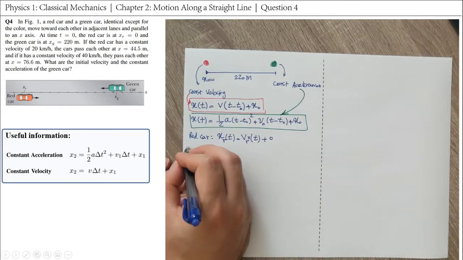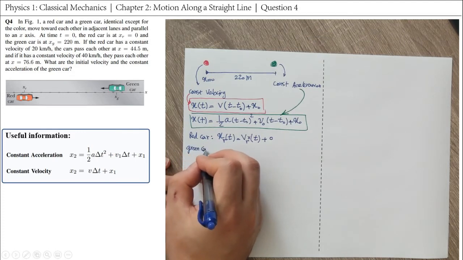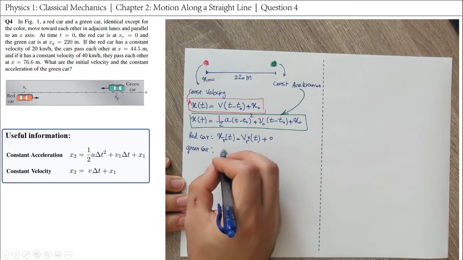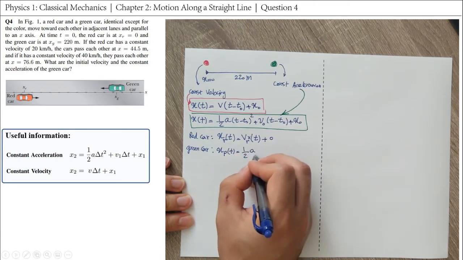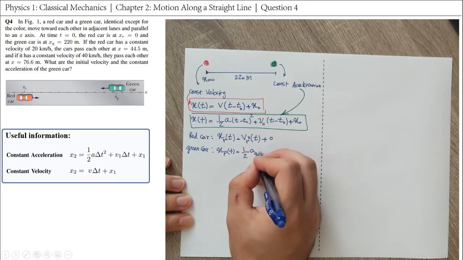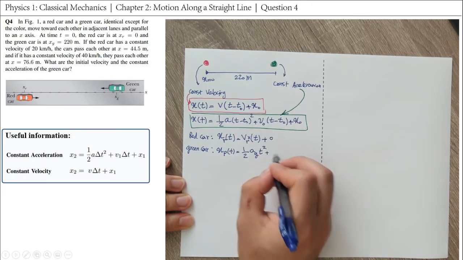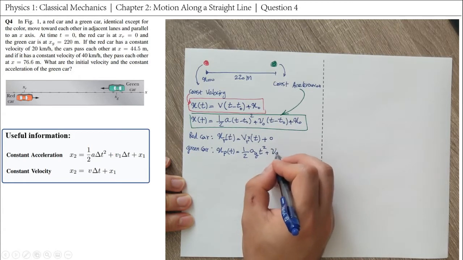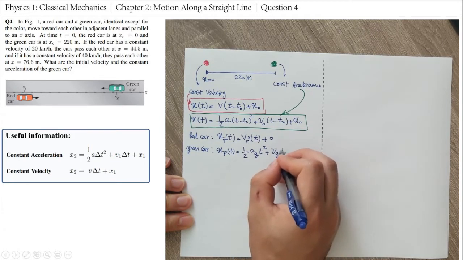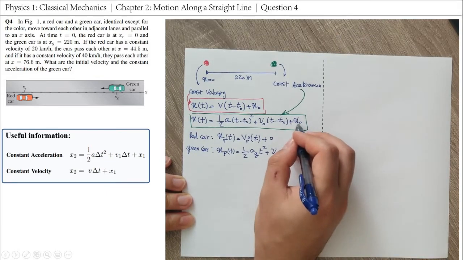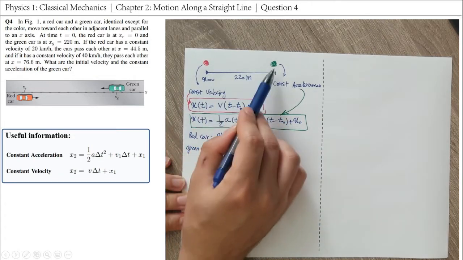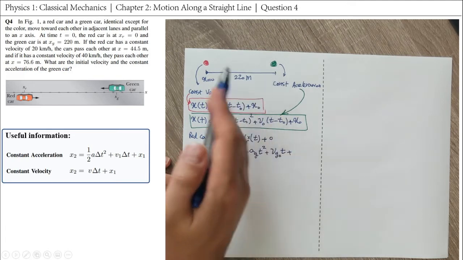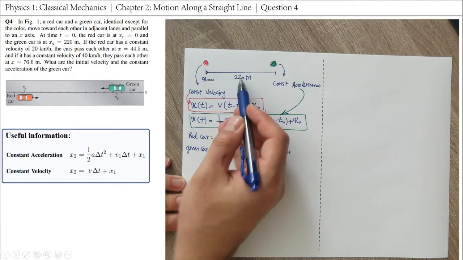And for the green car, using this equation, I can say that the position of the green car equals 1/2 acceleration of the green car. Again, t naught is 0, so it's going to be t squared, plus the initial velocity of the green car, the vg naught, times t, plus the initial position of the green car. What is the initial position of the green car? Well, based on this figure here, it seems as if the position of the green car is 220 meters to the right of the origin, so it's positive 220.